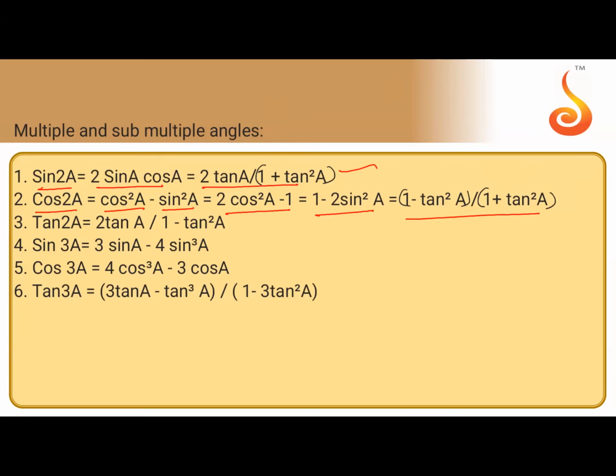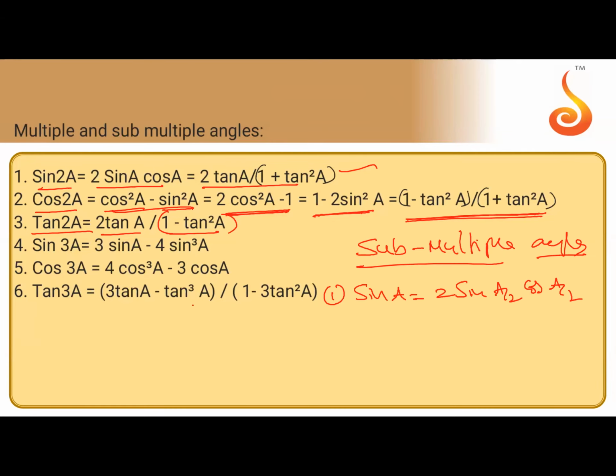Sin 2A is 2 sin A cos A; in terms of tan, 2 tan A by 1 plus tan square A. Cos 2A is cos square A minus sin square A. In terms of cos alone, 2 cos square A minus 1. In terms of sin alone, 1 minus 2 sin square A. And 1 minus tan square A by 1 plus tan square A. These are 4 formulas for cos 2A. And tan 2A is 2 tan A by 1 minus tan square A. For sin 3A, 3 sin A minus 4 sin cube A. For cos 3A, 4 cos cube A minus 3 cos A. And tan 3A is 3 tan A minus tan cube A, by 1 minus 3 tan square A.